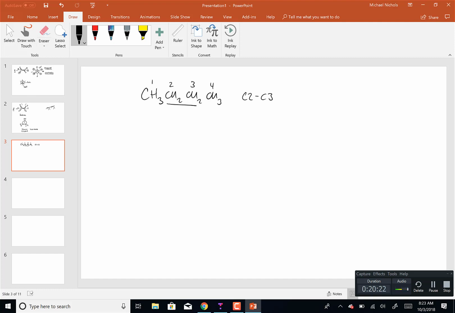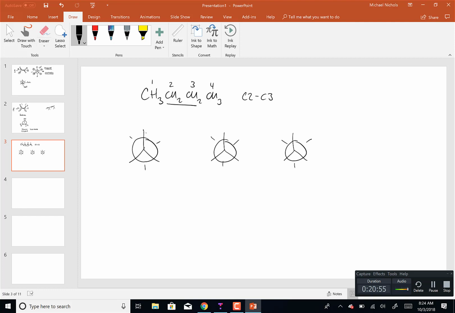So let's start with a staggered conformation. And so what I like to do is I like to draw out all 3 of my staggered conformations. So I'll draw 3 empty ones. I'm going to decide what's the front carbon and what's the back carbon. Does it matter? Not in this case because it's symmetrical.